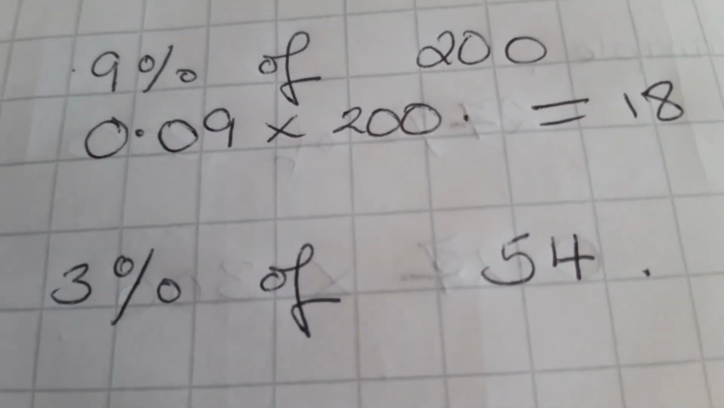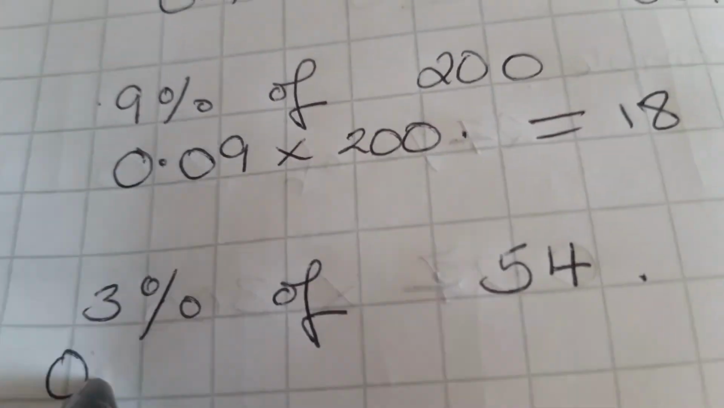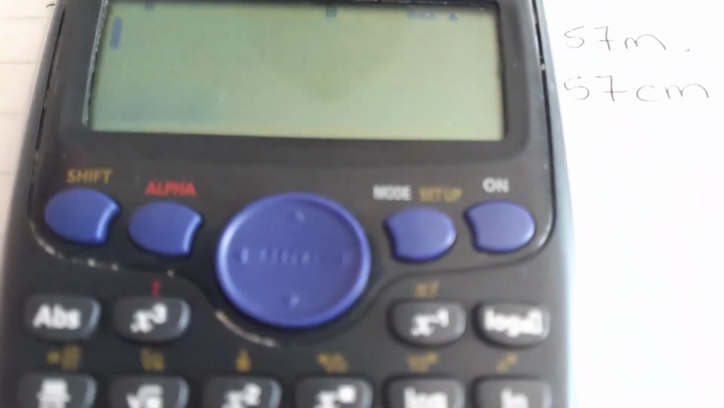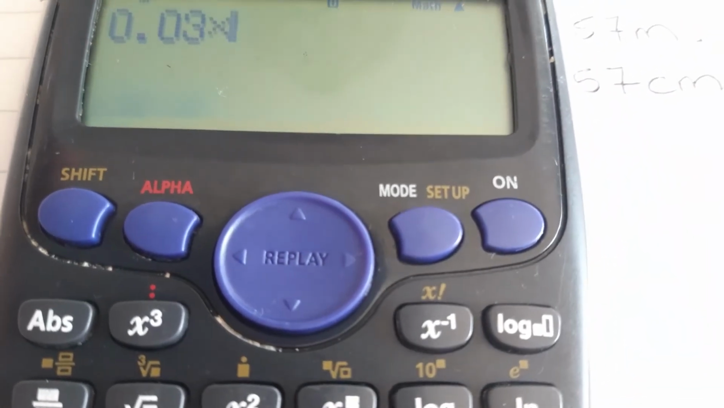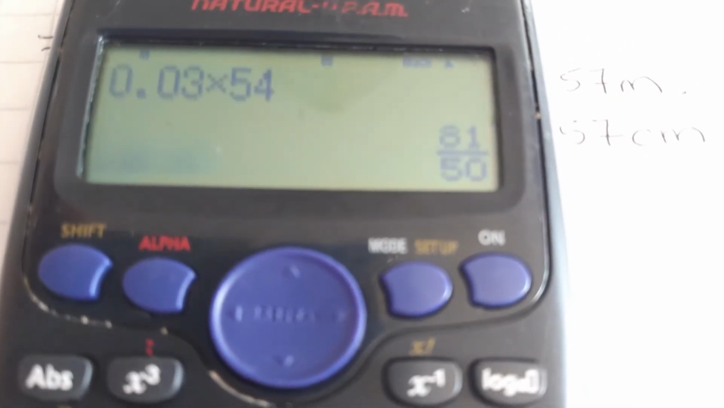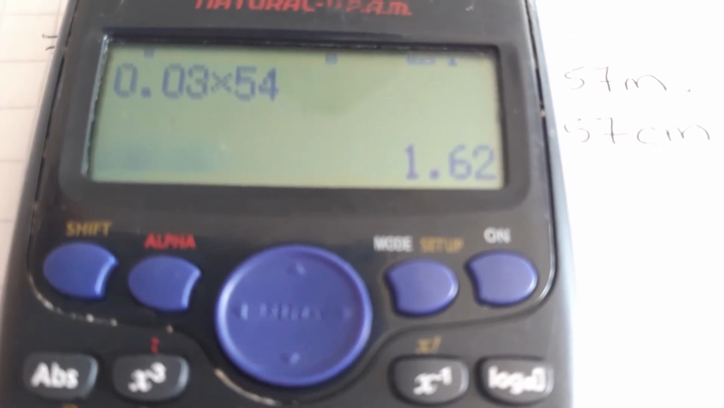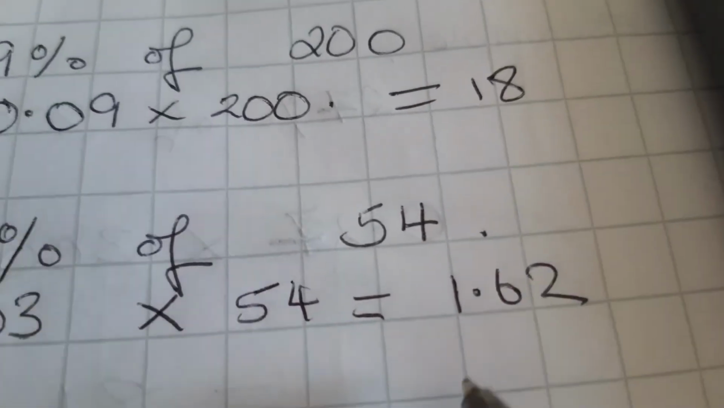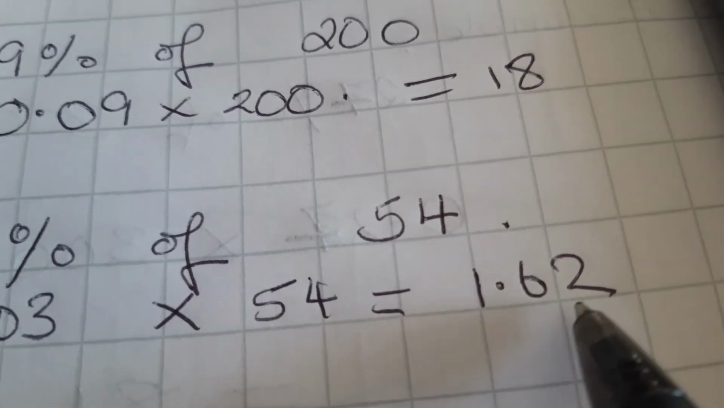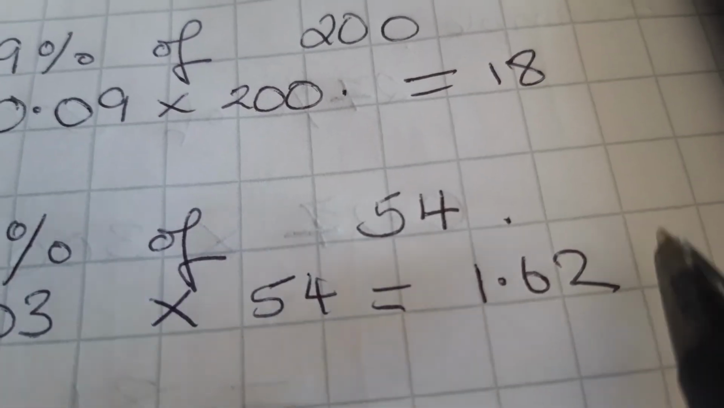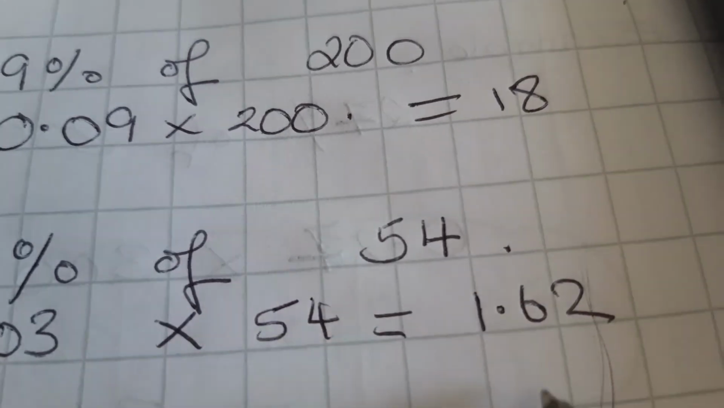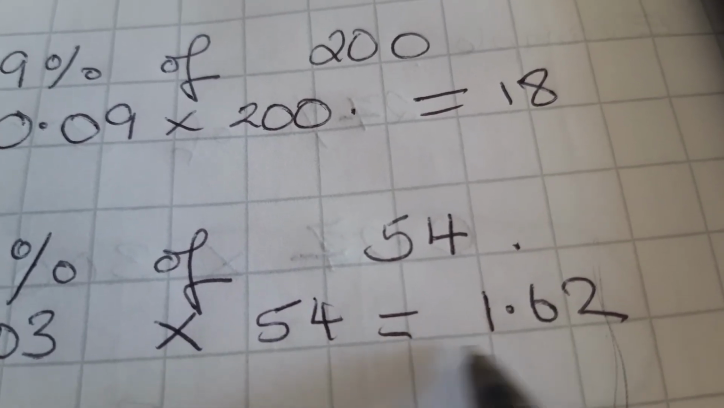Another similar question, 0.03 times 54. Use the calculator: 0.03 times 54, and change to a decimal. 1.62. Do not be afraid to put a decimal number down for 2 decimal places. If it was any longer, use your rules about rounding it off. But that only had 2 decimal places, so it's fine to write it like that.